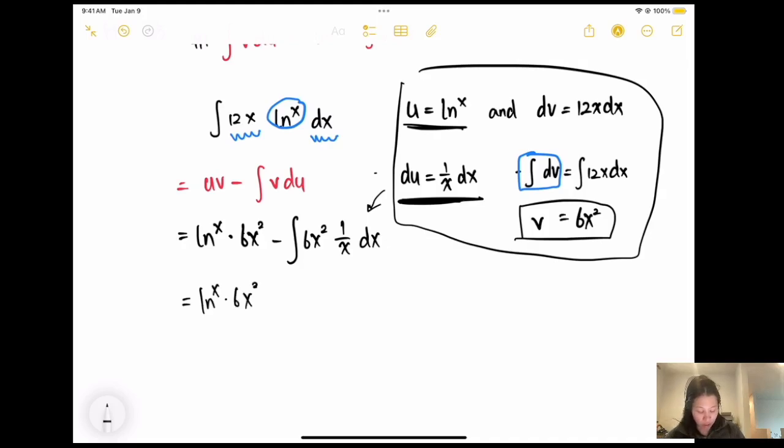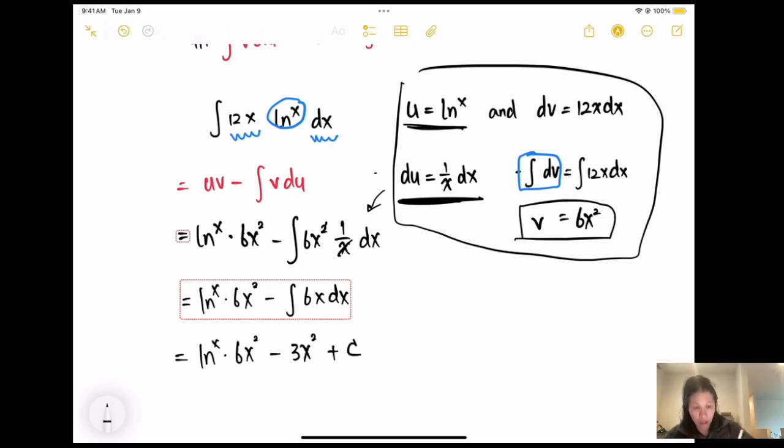Now we need to integrate this. Well, at least one x got cancelled. I have the integral of 6x dx. This shouldn't be hard, because the antiderivative of 6x dx is going to equal 3x squared. We still need to add a constant. So here is the final answer: ln of x times 6x squared minus 3x squared plus c.